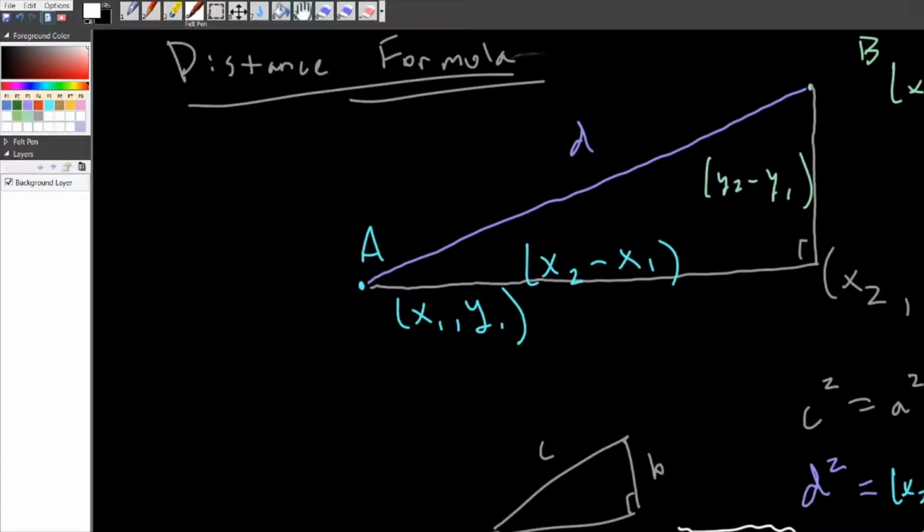Or you're certainly welcome to rote memorize the formula, which I don't recommend, but we're all different learners, so that's your prerogative for sure. Any questions with the distance formula? Nope. All right. So let's talk about circles.